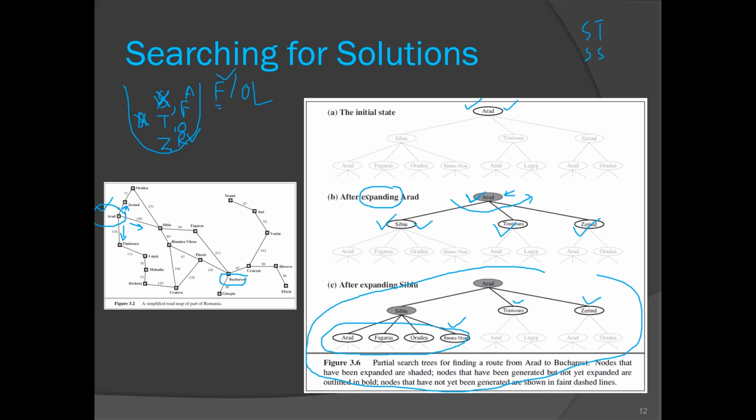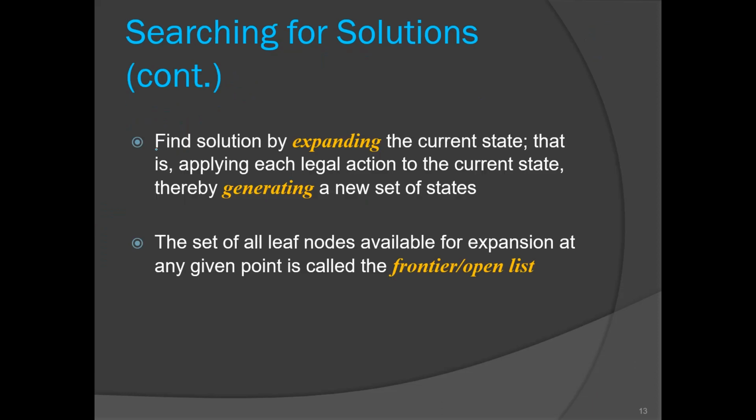So see here, in order to find a solution we expand the current state. Expansion is by applying each legal action to the current state, thereby generating a new set of states. So we expand the parent and we generate its child nodes. Once the child nodes are generated, we add them in the frontier list. A set of all leaf nodes available for expansion at any given point is called the frontier or open list. So this is a data structure where we will keep all the ready nodes.